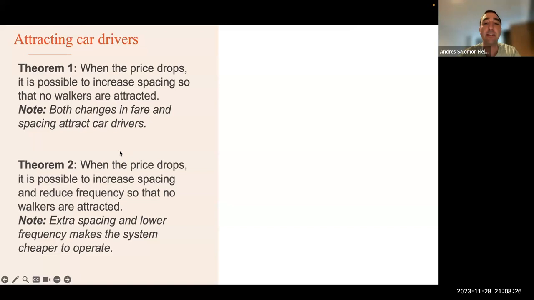And theorem 2 is basically that we can do the same, increasing the spacing, not so much, and also reducing the frequency. And here the remark is that extra spacing and lower frequency makes the system cheaper to operate because we require fewer buses and the buses will be faster. This is not enough to compensate for the revenue losses, but still.